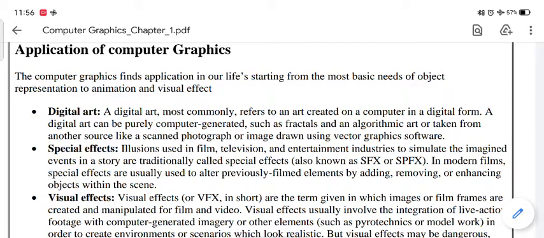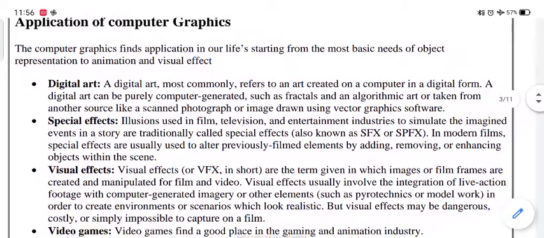As I have mentioned, computer graphics finds applications in our life, from the most basic things to the most complicated things also. Without graphics, nothing is possible. If you need to create some things, or videos, or some kinds of cards, we use computer graphics. Here I have listed some topics where computer graphics are mostly used.